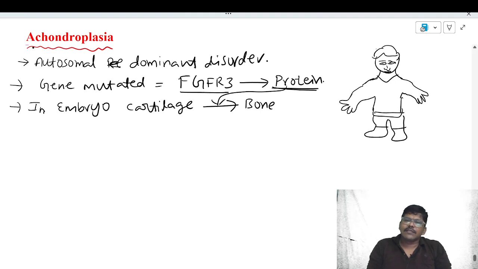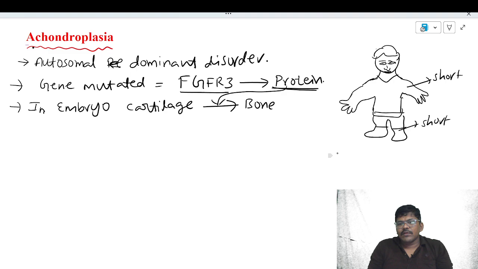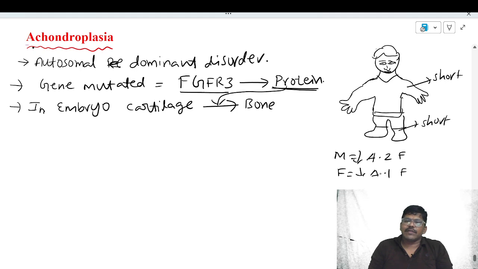This is the achondroplasia disorder. The long bones do not increase in length. Short legs, short hands, and the long bones in the body do not increase in length, hence the person is short. If it is a male, less than 4.2 feet. If it is a female, they can grow only up to 4.1 feet. That is achondroplasia, which is due to mutation in genes.